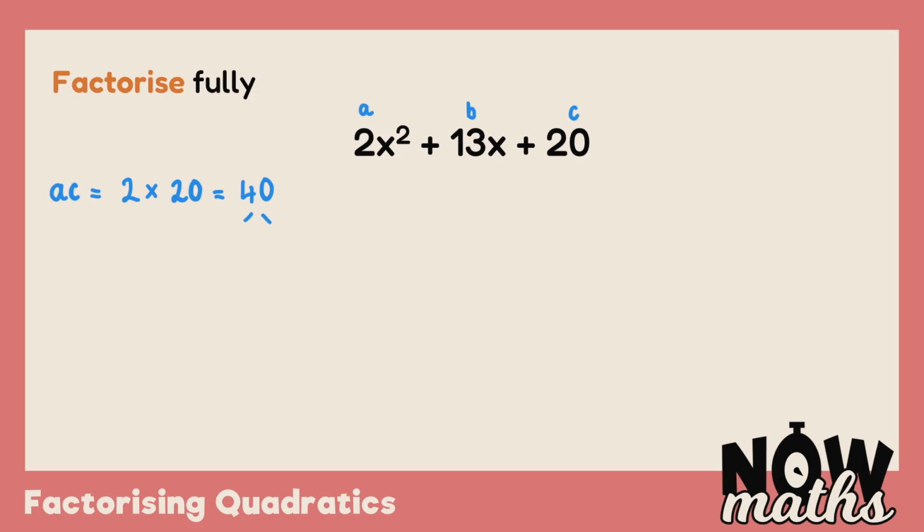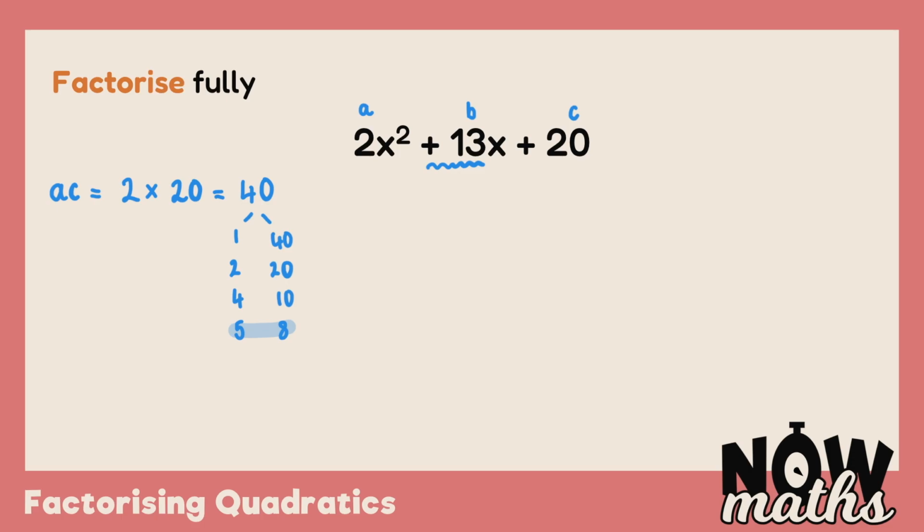Since 40 is a positive number and 13 is a positive number, we're only going to need to look at the positive factors. So we could have 1 and 40, 2 and 20, 4 and 10, or 5 and 8. Now we need the pair that add together to make 13, and in this case 5 add 8 makes 13, so this is the pair we're going to use.